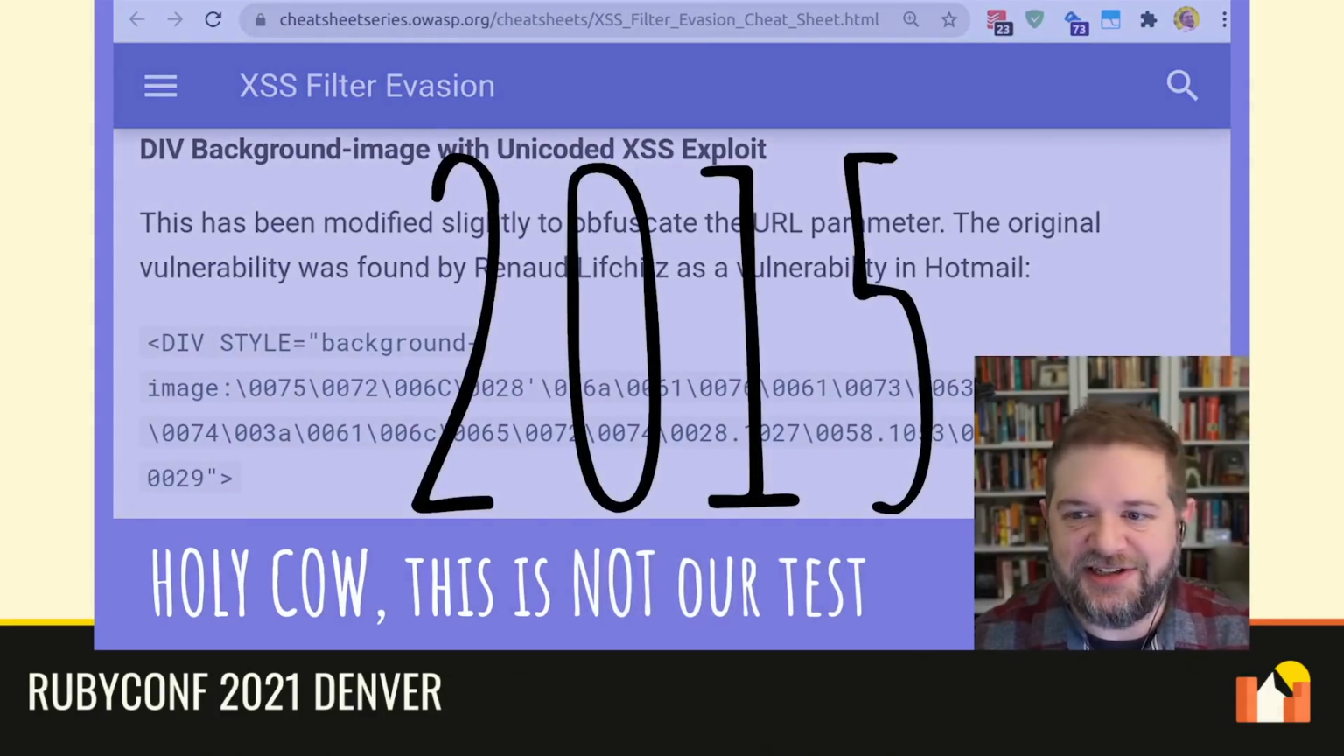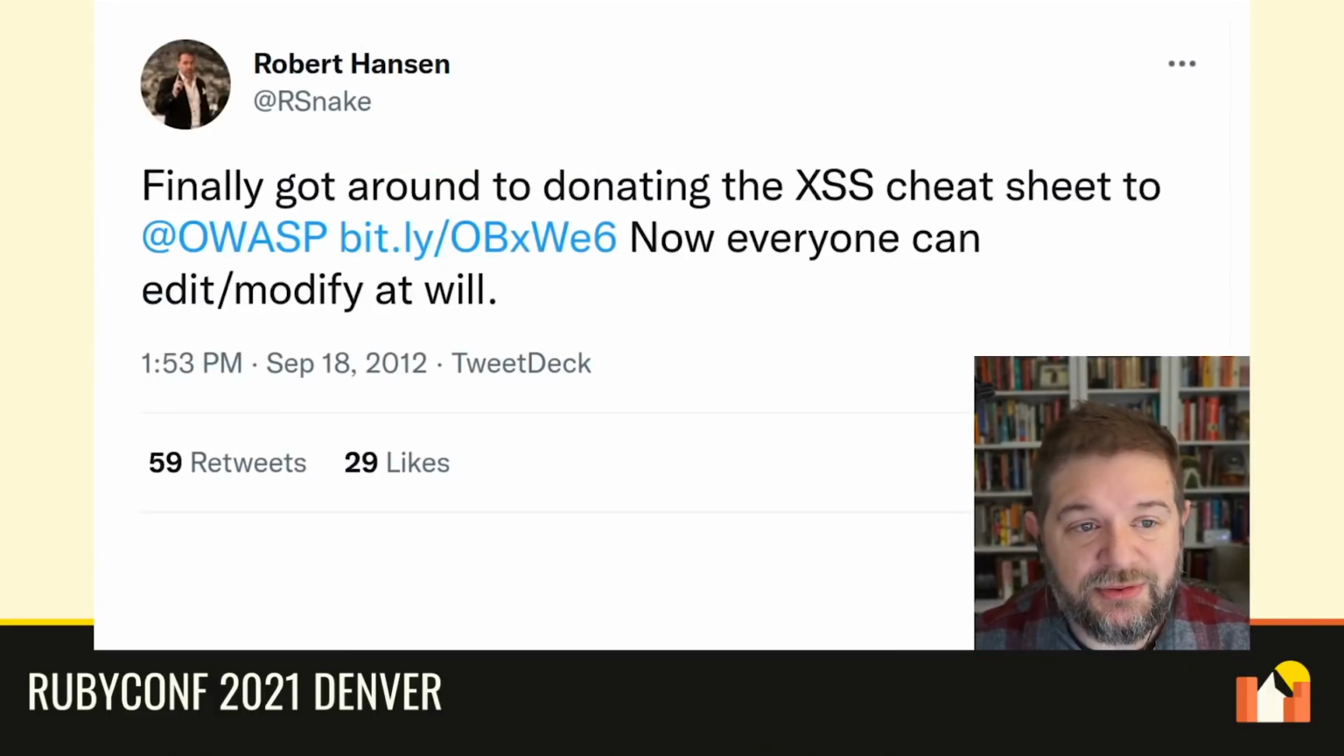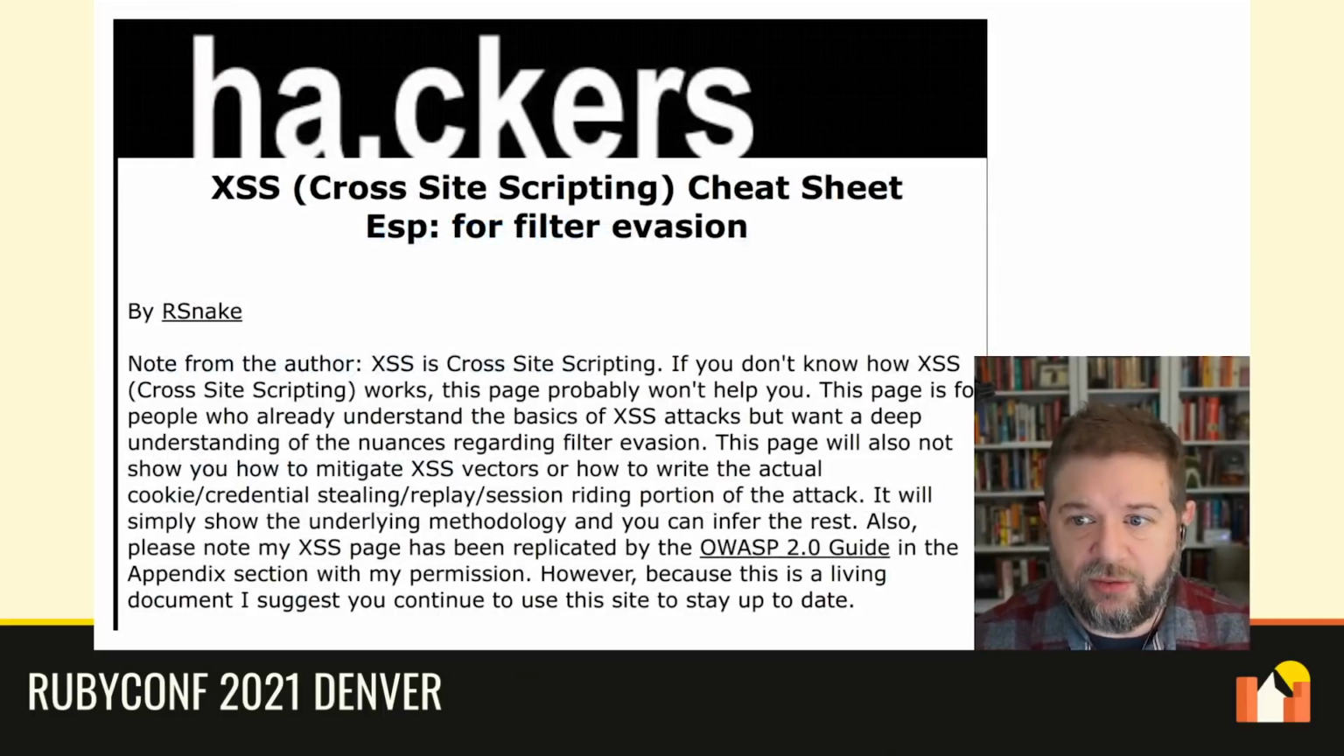Now, this cheat sheet is dated 2015. But we can update our heredity diagram again and see that they've got to all come from the same source, right? So let's keep digging. The cheat sheet came from RSnake in 2012. Before that, it was part of the hackers.org website. And it was a manually maintained database for over a decade.